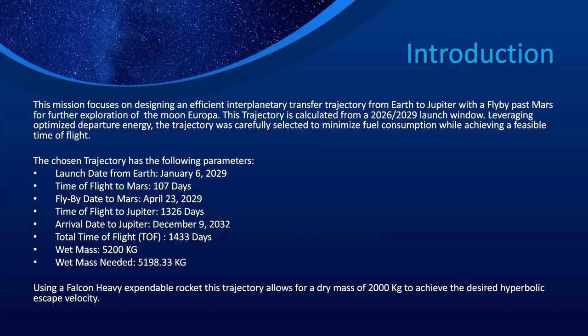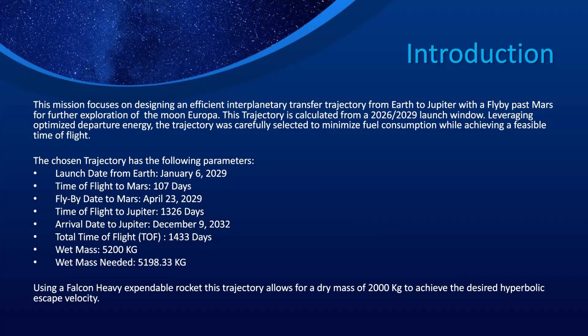Our launch date has been chosen January 6, 2029 from Earth at Kennedy Space Center. Our time of flight to Mars is 107 days. Our flyby date from Mars will be April 23rd, 2029, with time of flight to Jupiter being 1,326 days. Our arrival date will be December 9th, 2032, and our total time of flight will be 1,433 days.